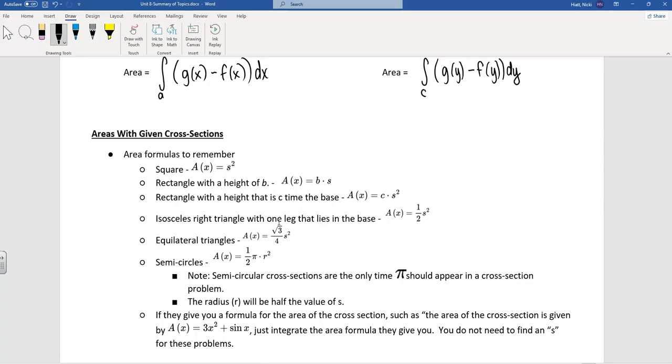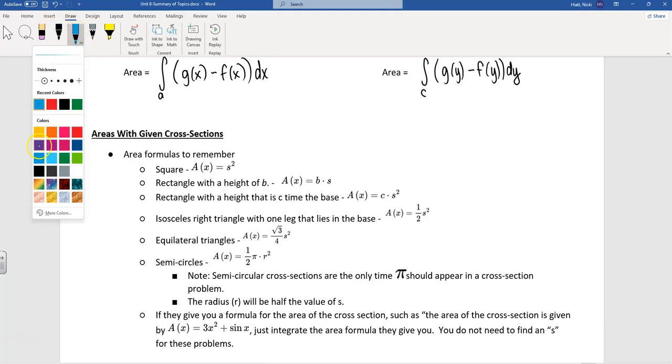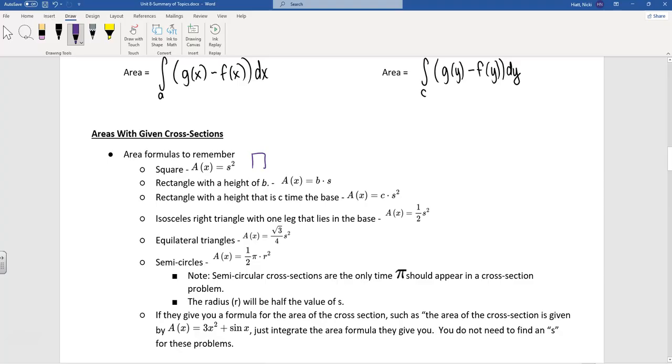Okay? So for cross sections, you are integrating whatever area formula you have for the shape of the cross section. Okay? So if it is a square, your area is side squared. I'm going to draw a little tiny one out to the side here. That is because you'd have a little square and the area would be S times S, right?